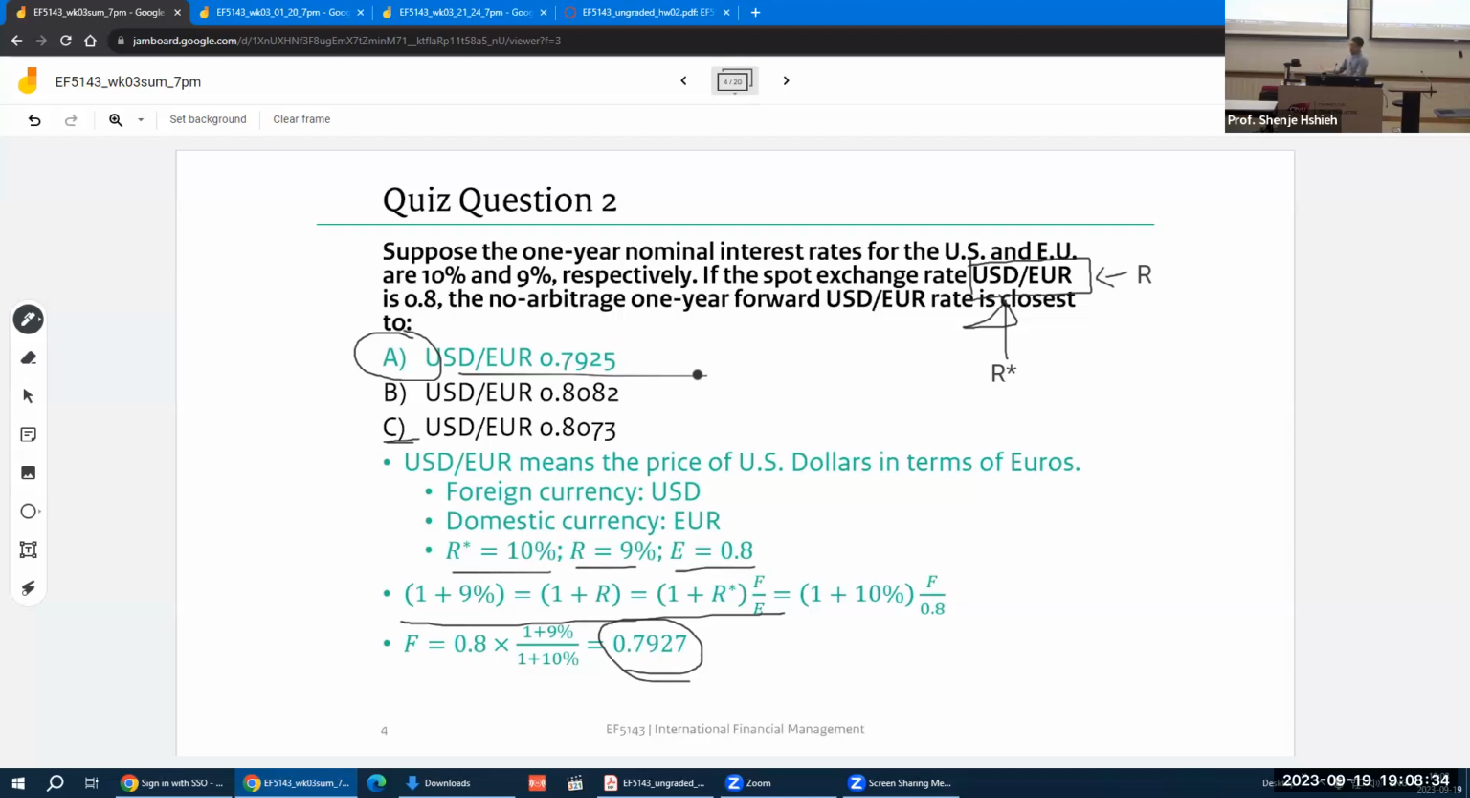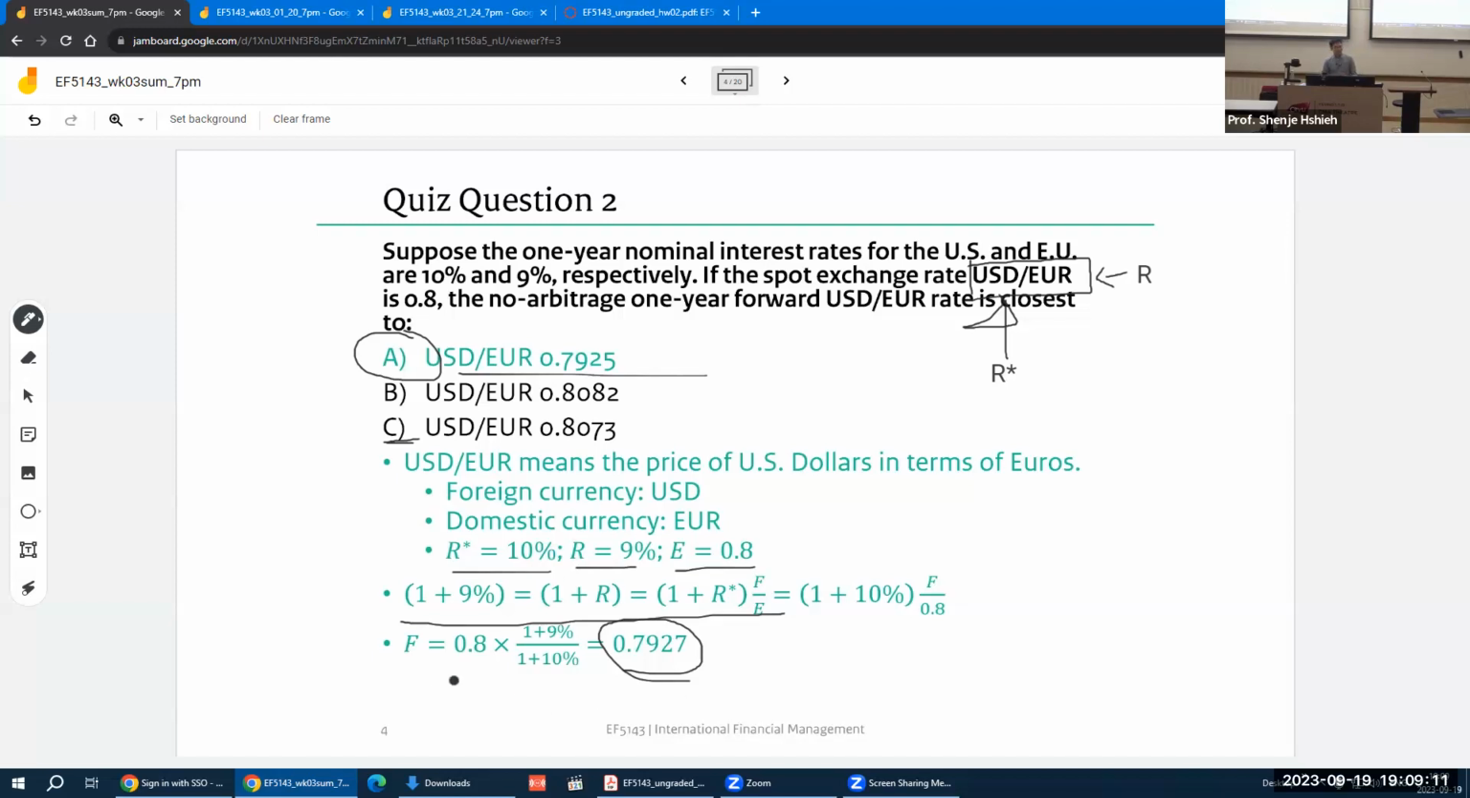So just to recap, if you see this question in this class or standardized exams that has multiple choice, the first thing is to look at the exchange rate that they give you and determine which currency is the foreign currency and which currency is the domestic currency. Once you figure that out, then you know which deposit rate is R star, and which deposit rate is R. And then you plug R and R star into the equation with the appropriate E and solve for F. Done.